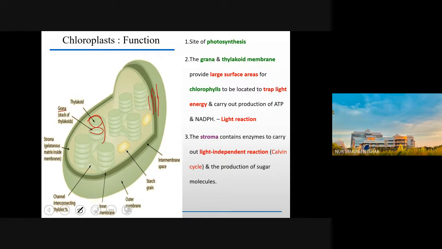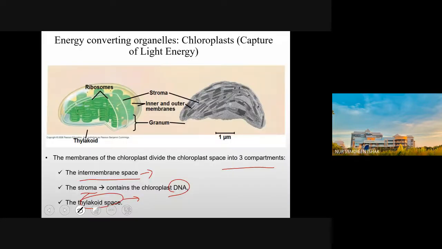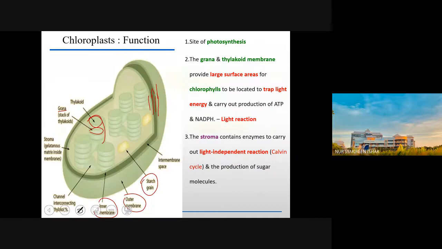And then you have the starch grain. Why? Photosynthesis will produce glucose, and this glucose will be stored as starch for a while. And then you have the outer membrane, the inner membrane, and then you have the channel connecting thylakoids. Okay, so this is what I already mentioned there.